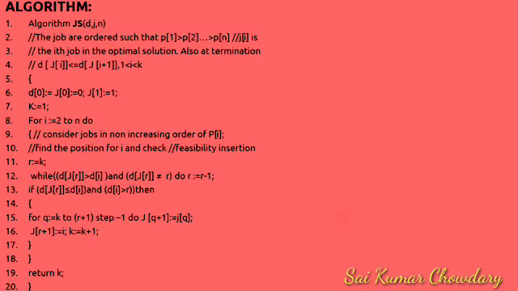Now we'll see the algorithm. What is this job sequencing? So this is the algorithm, and we'll consider our example whatever we have taken in the previous one. Same example we'll take here, and we'll try to analyze this one, how this algorithm can be executed.